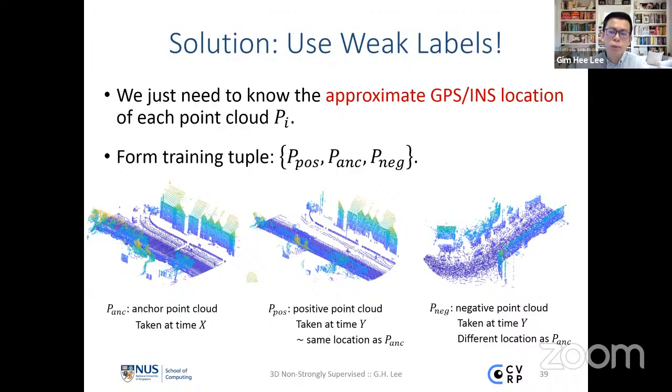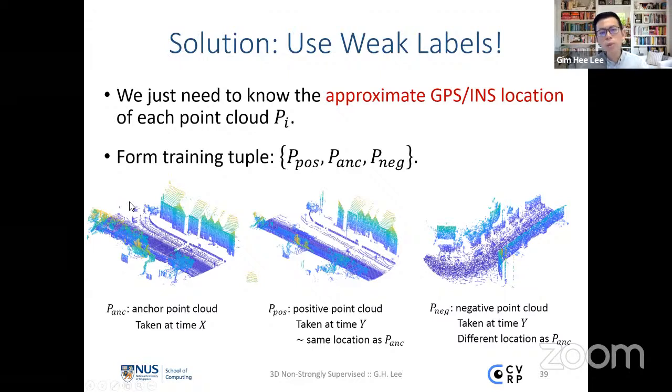So the solution to mitigate the need for strong labels for keypoint detectors, which are very challenging to obtain, is to use what we call weak labels. Weak labels here simply refer to the approximate GPS or INS location of each point cloud, denoted as point P_i here. So the point cloud here could be a segment of the point cloud from the scene, as shown in this diagram here.